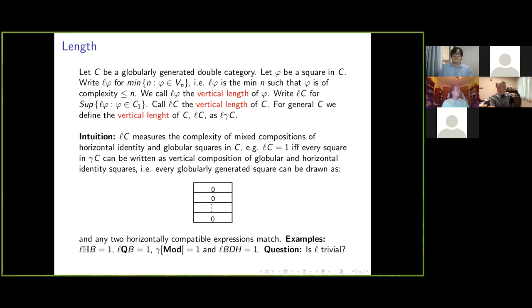I've talked about this with Bob Paré a few times, and he has expressed a very strong interest in a numerical invariant on double categories. And this does this, which is, yeah, very nice actually.